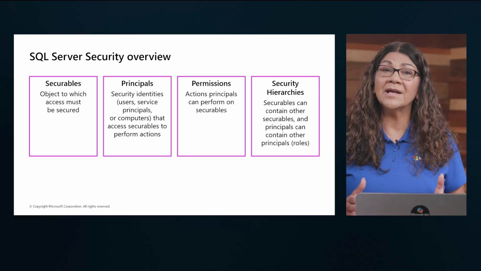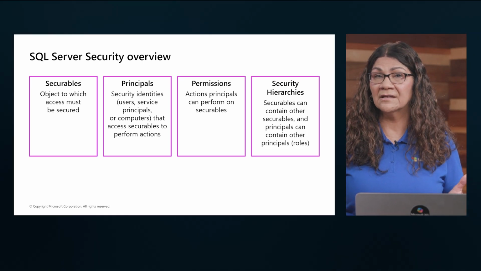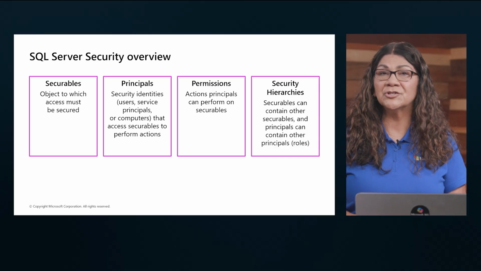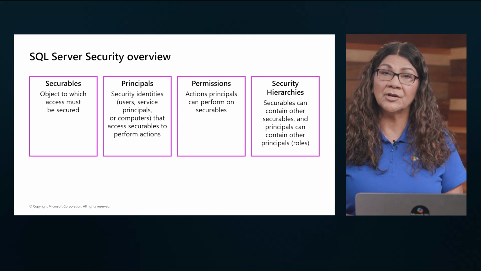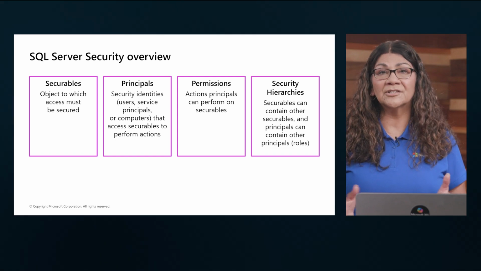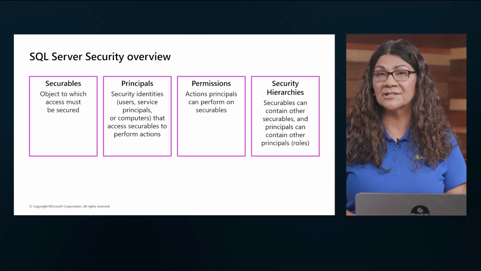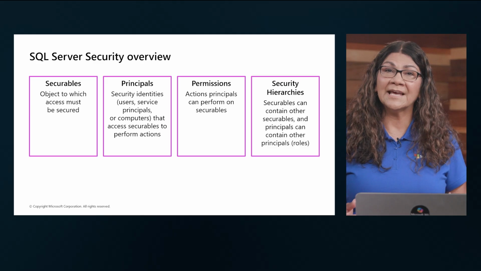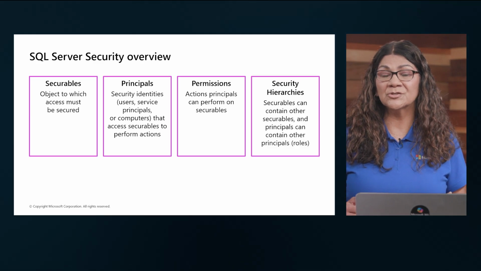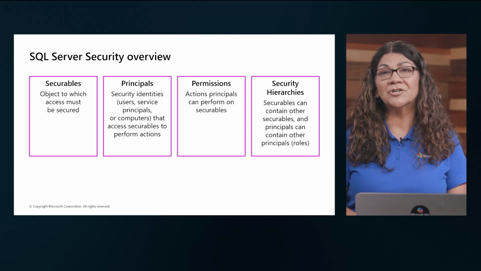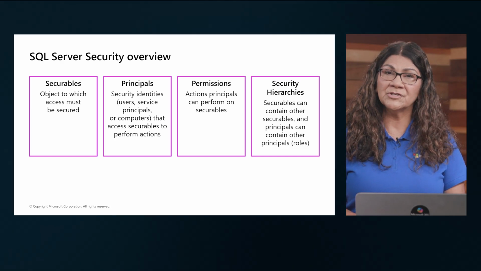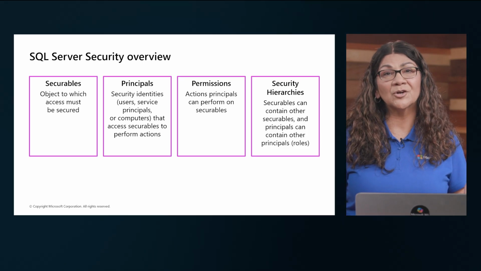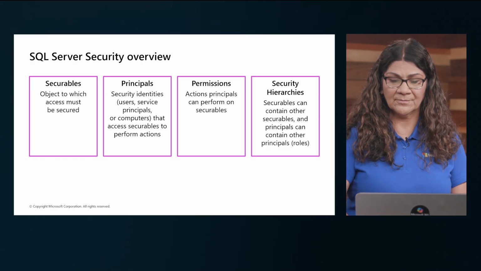Permissions define what actions principals can take, such as select, insert, or execute, and more, and should be regularly audited to prevent overprivileging. Finally, security hierarchies help organize securables and principals into nested structures, allowing scalable and maintainable access control. For example, an HR manager role might inherit permissions from both employee and manager roles, streamlining access across multiple layers.